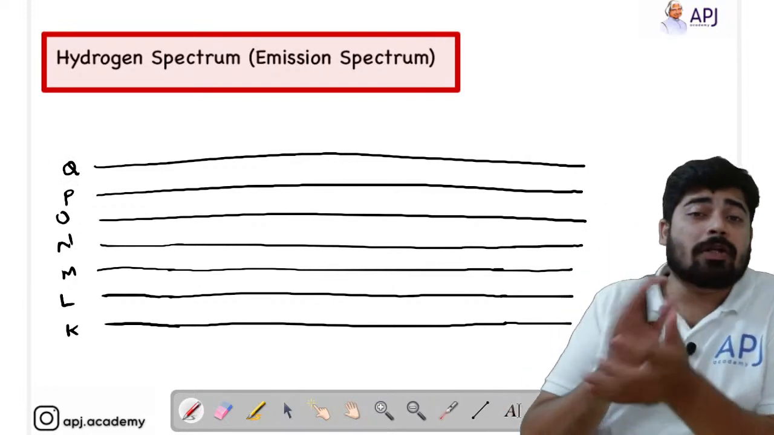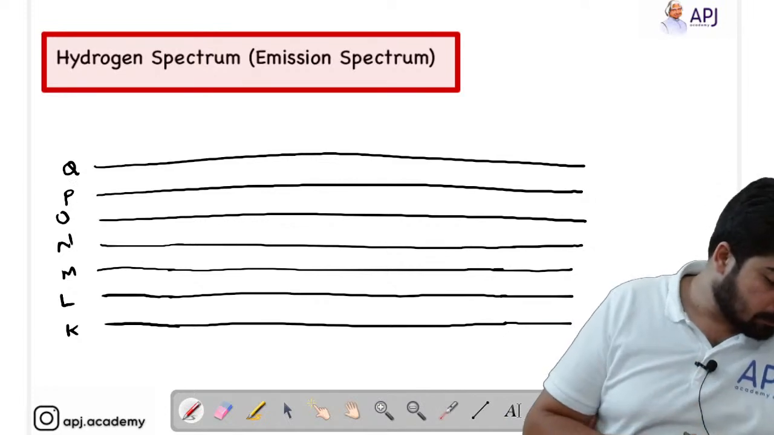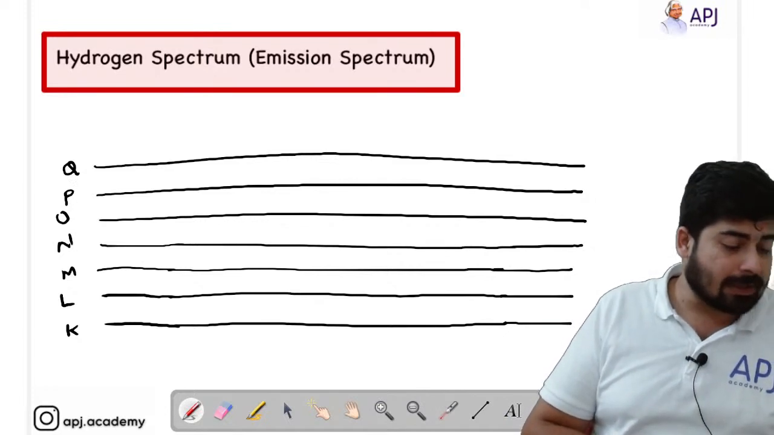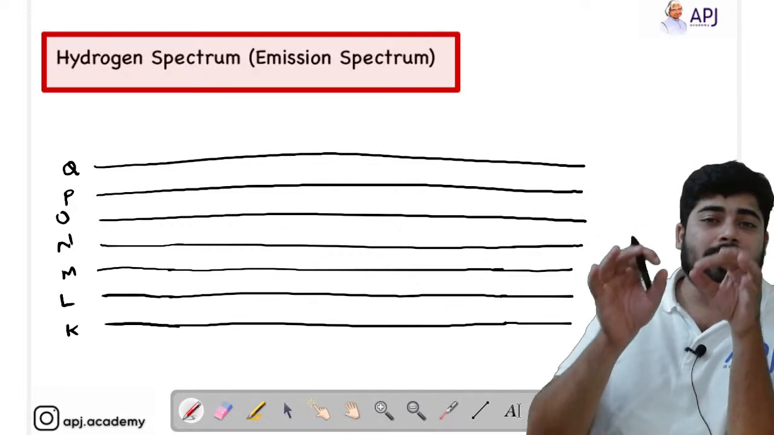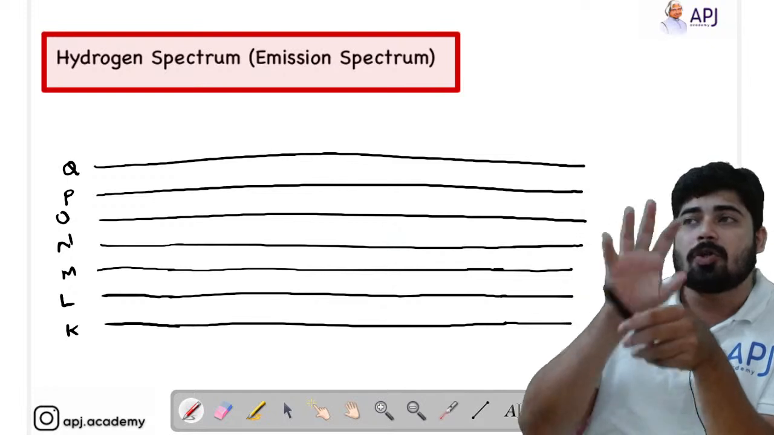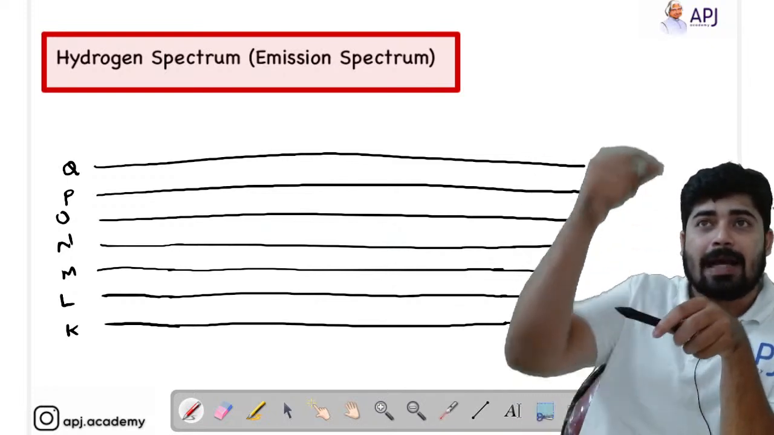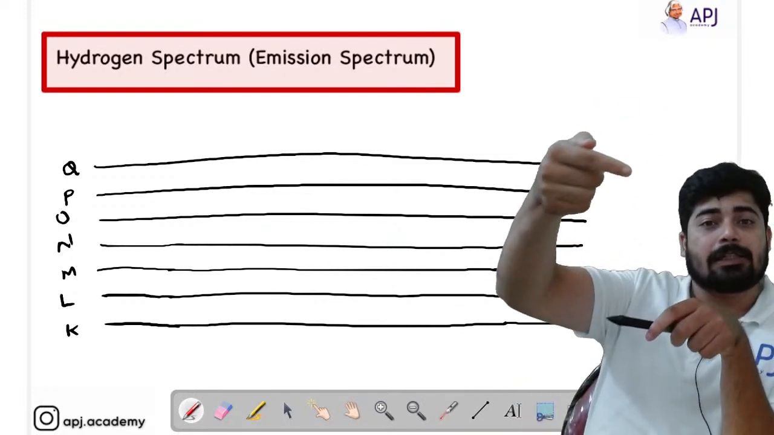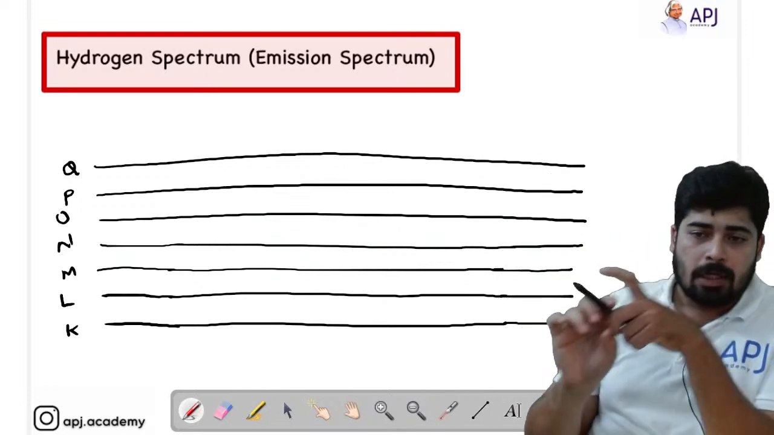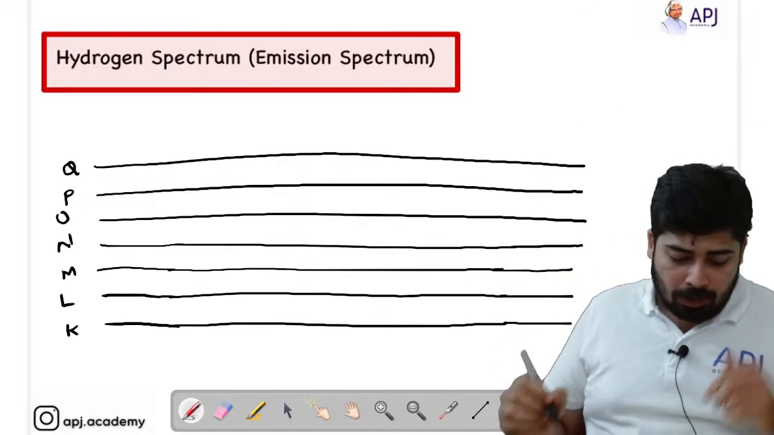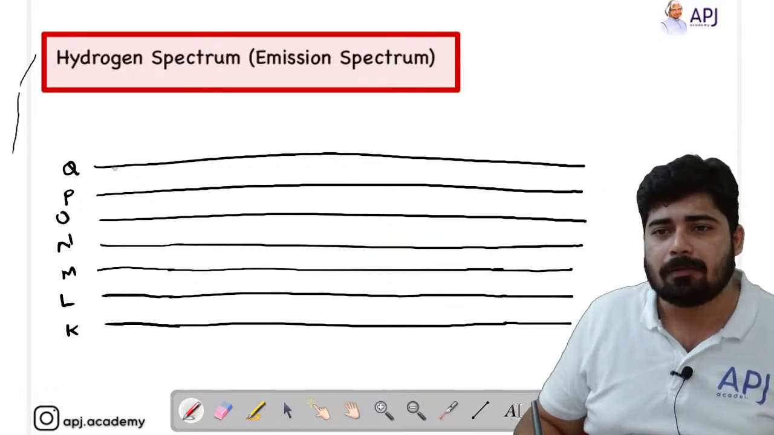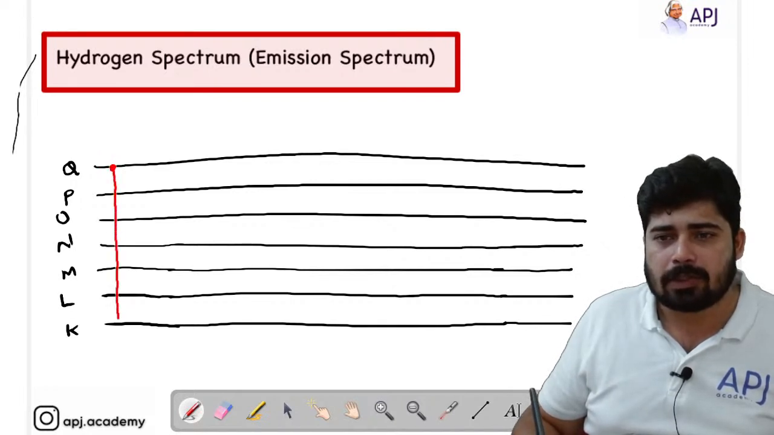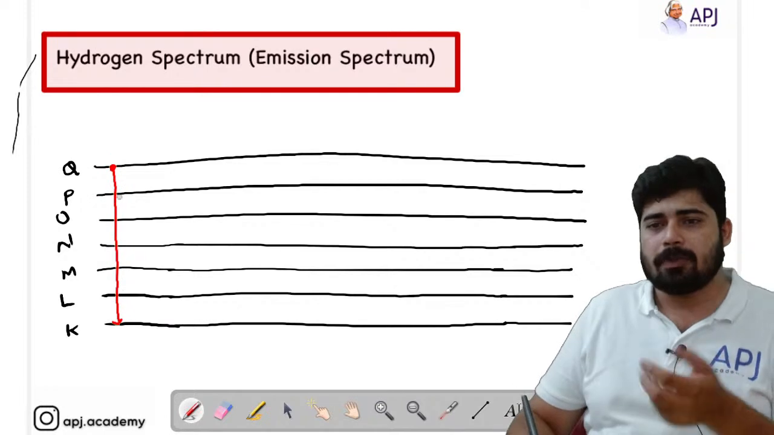Now we are going to discuss the emission spectrum. I have already told you emission spectrum is the spectrum which we obtain when an electron from a higher energy shell jumps to a lower energy shell. So let's start with the highest. Imagine an electron present in the 7th shell jumping straight to the first shell. That can be possible.